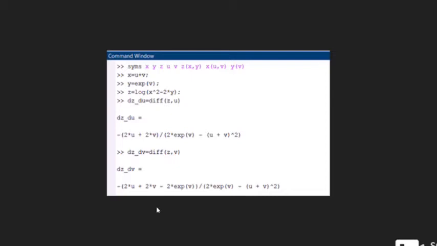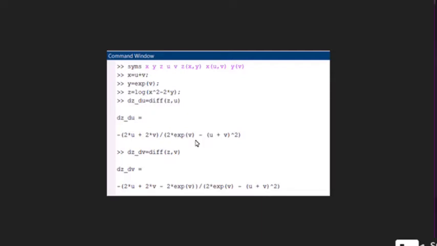So I have put the function for x is equal to u plus v, y is equal to exponential v, z is equal to ln x power of 2 minus 2 multiplied by y. For dz/du, we have to differentiate z with respect to u, and then we get the answer for dz/du, which is negative 2u plus 2v divided by 2 exponential v minus u plus v power of 2.